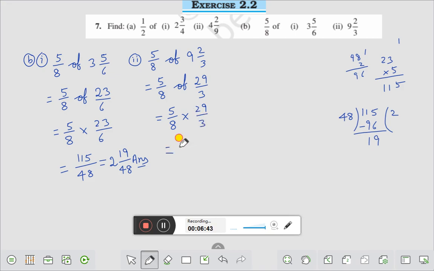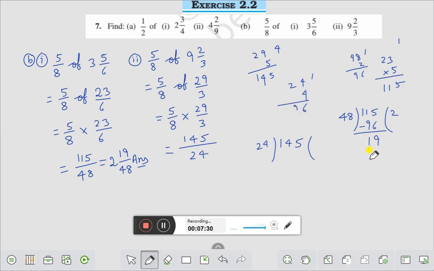That is, you are getting 3 eights are 24, and multiply 29 with 5. That is 5 nines are 45, 4 carry, here it is 5, 5 twos are 10 plus 4, 14, 145. Now divide 145 by 24. If we multiply 24 with 4, 4 fours are 16, carry 1, here it is 6, 4 twos are 8 plus 1, 9, 96.